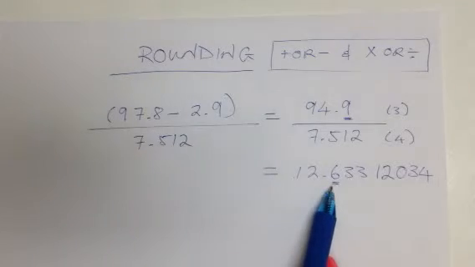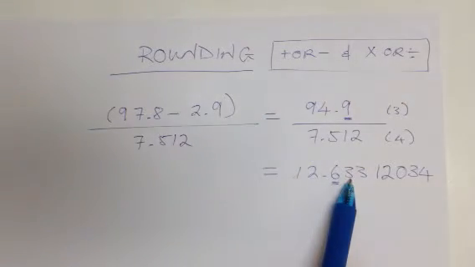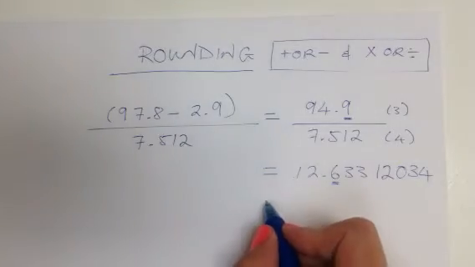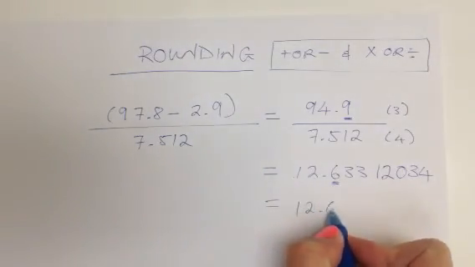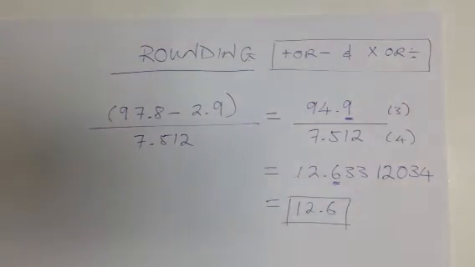Okay, we're going to round to this column. This number that we're going to drop is 5 or less. So we let it rest. 12.6. And that is our final answer.